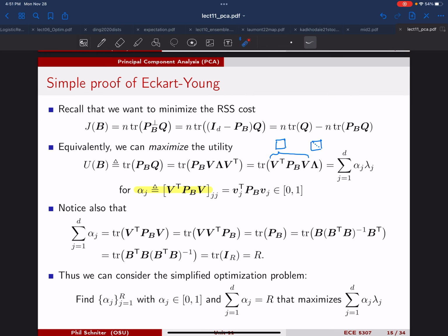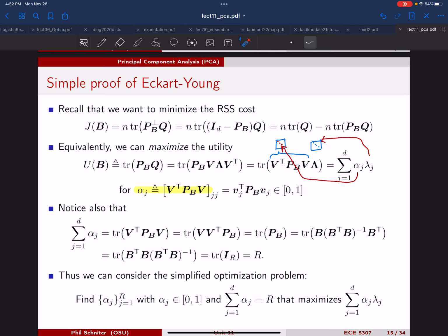And if we do that, then this trace is just going to be the sum, as you go down the diagonal, sum of alpha j times lambda j. So these are the lambda j's here, and these are the alpha j's there. Okay. So as you can see, we're making our objective simpler and simpler. So now we want to maximize this. This is just, you could say, an inner product between an alpha vector and a lambda vector. But there's a few other things that we can use to solve this problem.